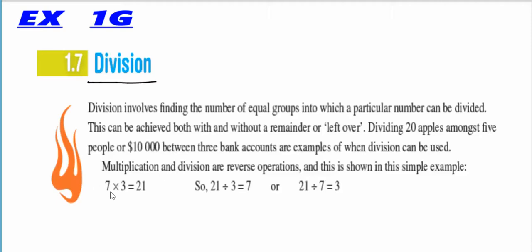Now this is shown, so 7 times 3 equals 21. Okay, so 21 divided by 3 is 7, or 21 divided by 7 is 3. Alright, so all those numbers will be used and they are reverse of each other, if that makes sense. But anyway, you sort of understand, hopefully.